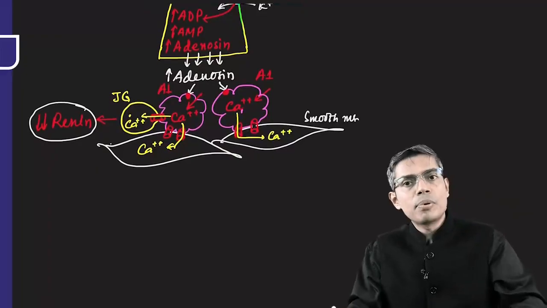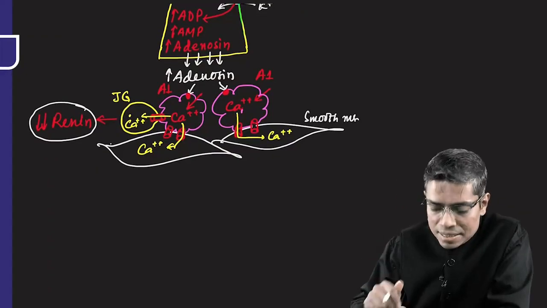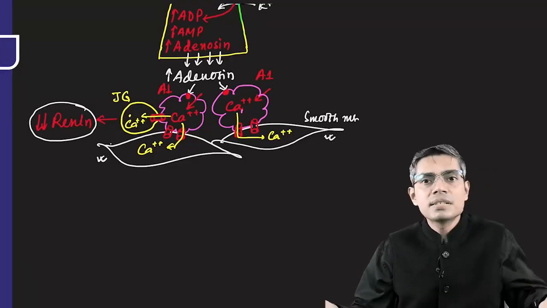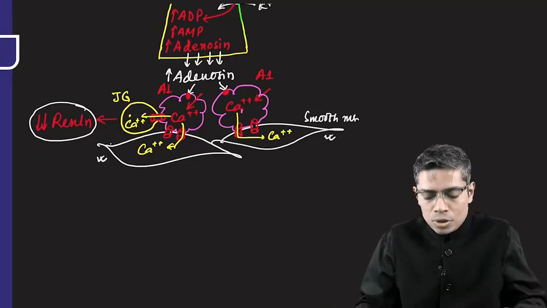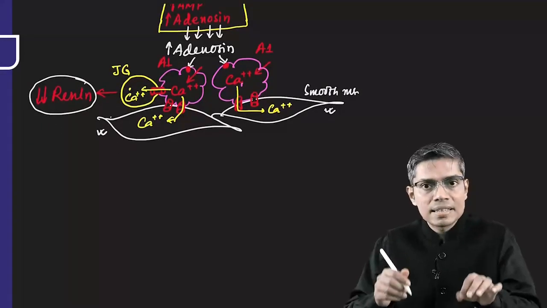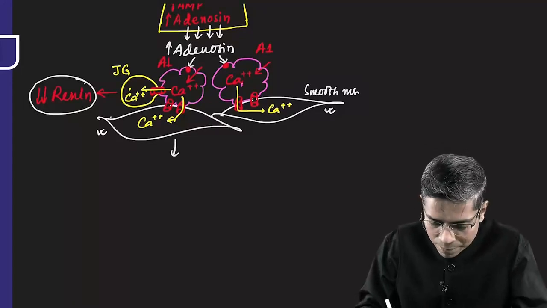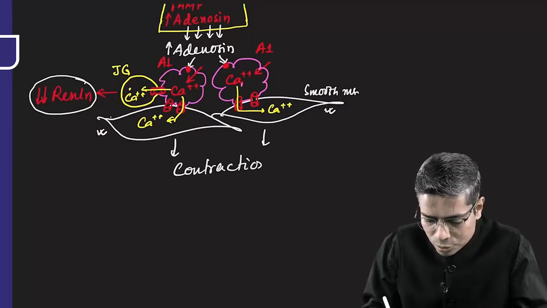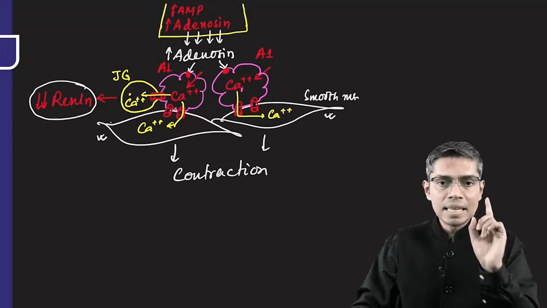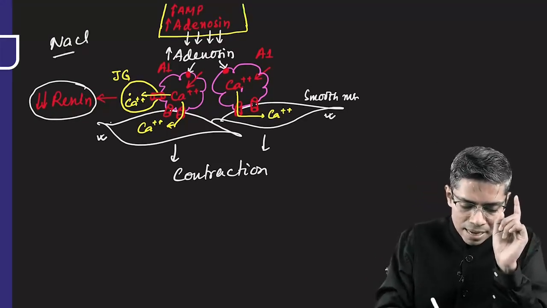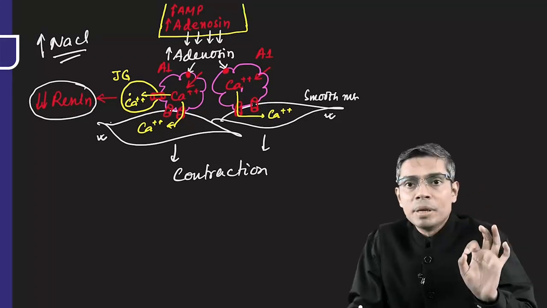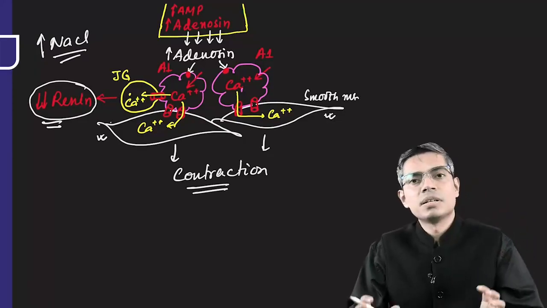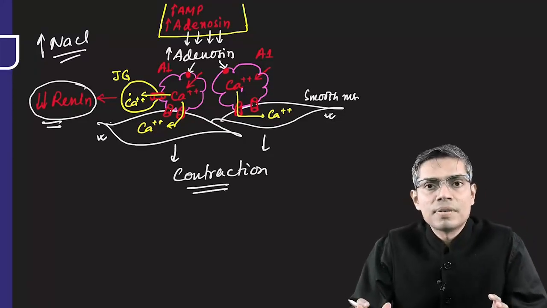Now, what about the calcium which has entered inside the smooth muscle cell? So this is the smooth muscle cell. Calcium means contraction, obviously. So whenever there is huge amount of calcium influx occurring, what will happen? This smooth muscle will go for contraction. So now I can understand two things: increased amount of NaCl at the level of TAL lumen will cause decreased renin release and increased contraction of the smooth muscle cells of afferent arteriole.